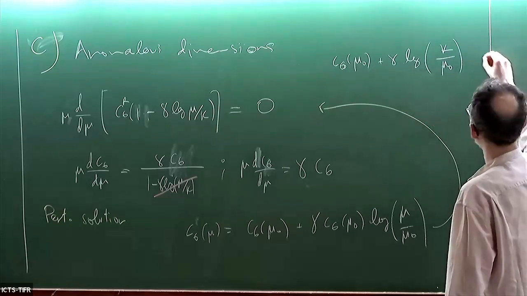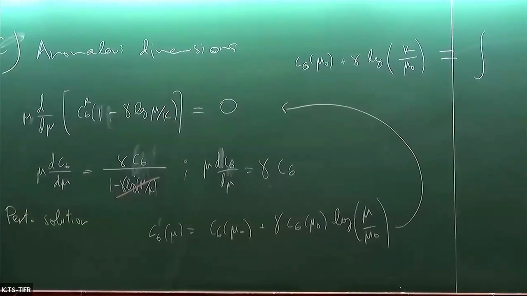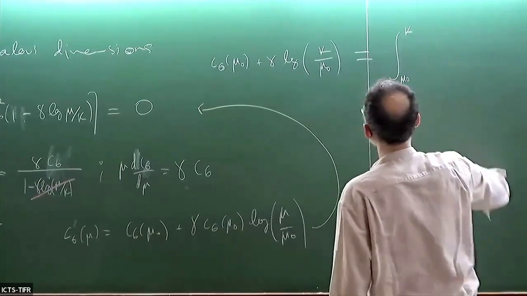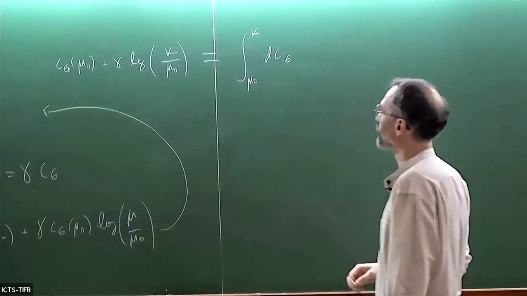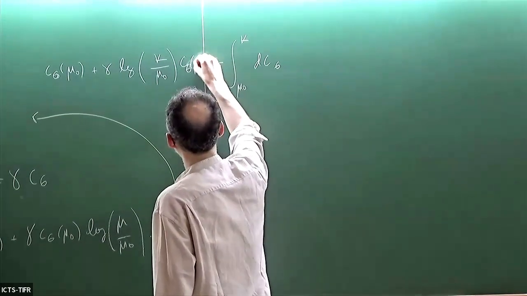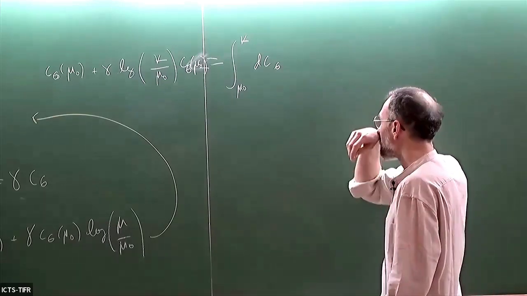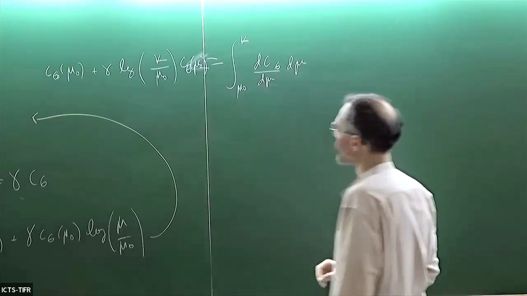What I want to rewrite this as, and that is the non-trivial bit, is that I can think of that as the integral from some scale mu 0 to some scale K, dC6. Because this is dC6, or if you want to write it with a chain rule, however you want to write it.